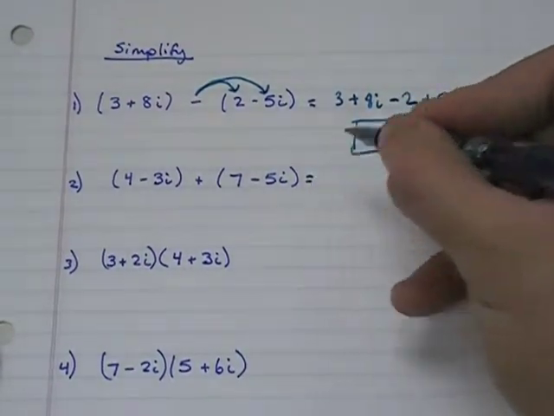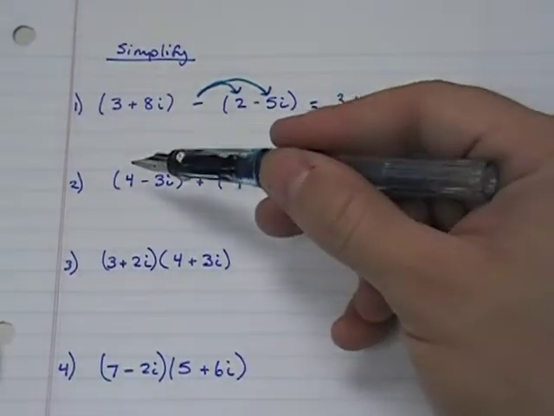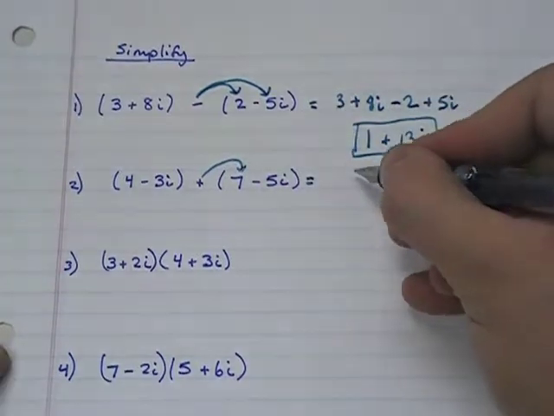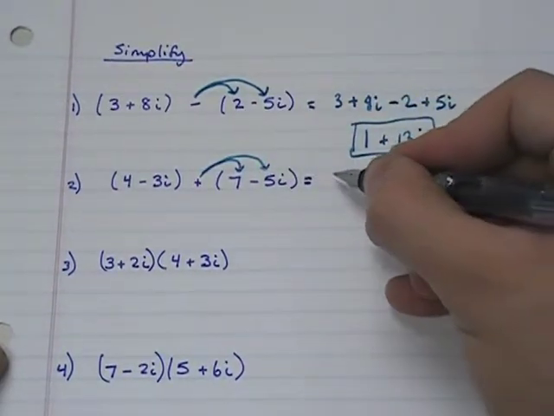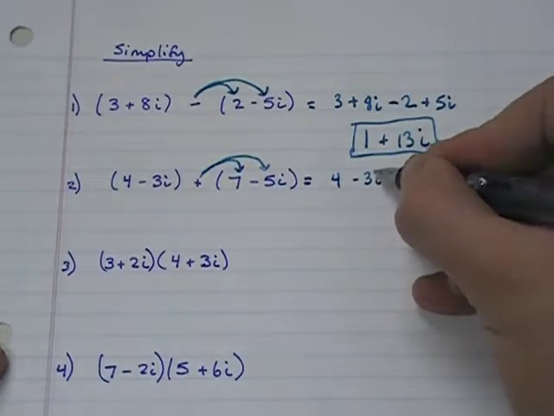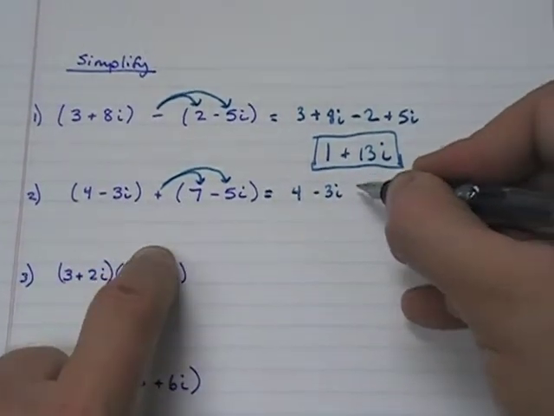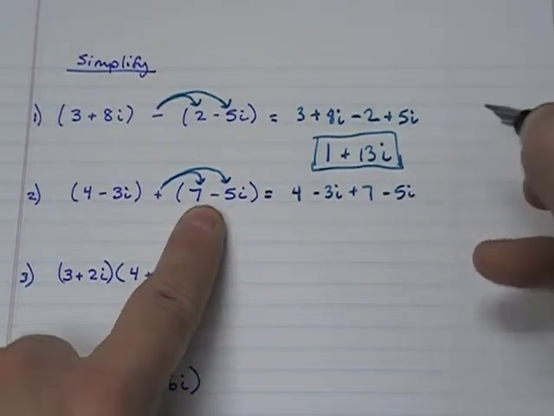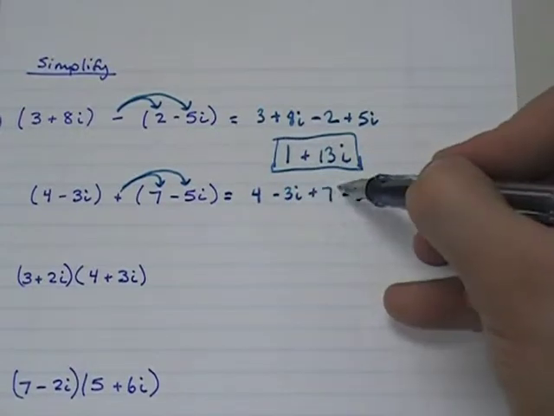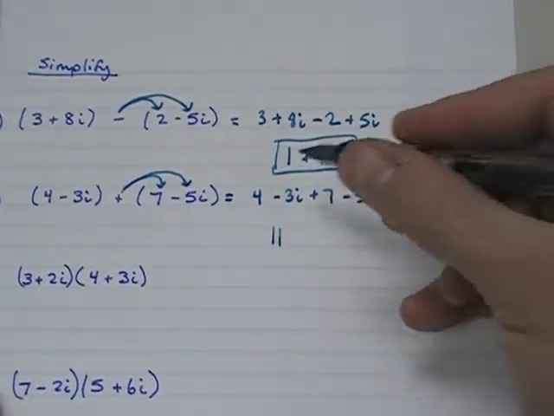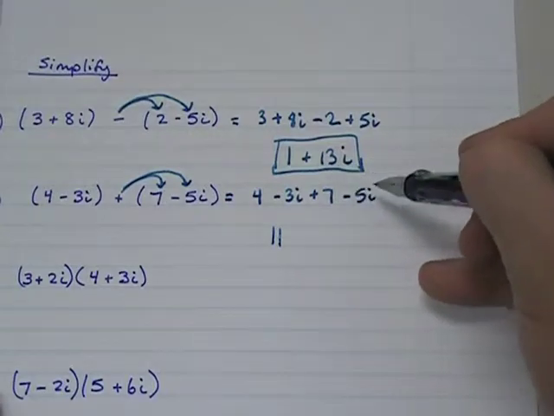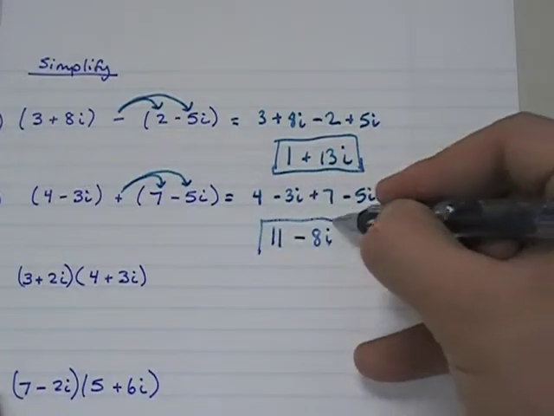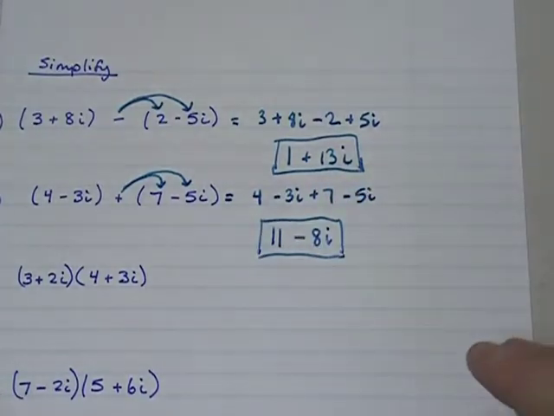Okay? Here we have an addition problem. Well, if we distribute this plus sign, a positive 1 times 7 and positive 1 times negative 5, we get 4 minus 3i. Positive 1 times 7 is plus 7, and positive 1 times negative 5 is negative 5i. What is 4 plus 7? It's 11. And what is negative 3 minus 5? Is negative 8i. And there is our complex number answer.